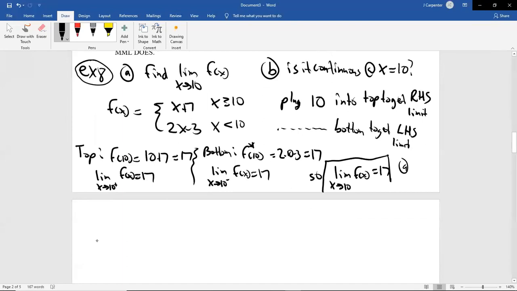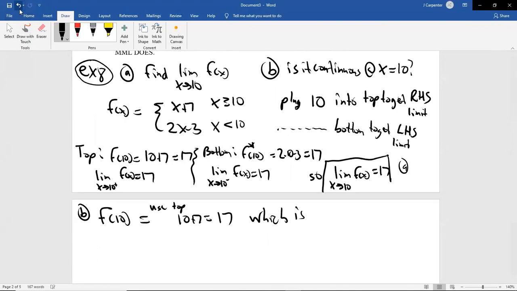For part B, we ask, is it continuous? Things are only continuous if the limit matches the actual function value. So we have to find f of 10, which we already did. We must use the top because that was the one that had the or equal bit right there. And we already showed the math. It was 10 plus 7, which is 17, which is the limit. So it's continuous. I'm just going to abbreviate at x equals 10. It's actually continuous everywhere, but we were only interested in the 10.